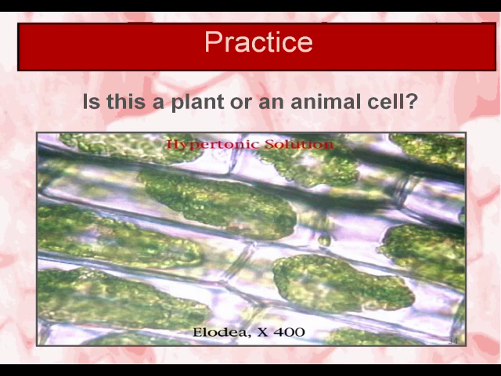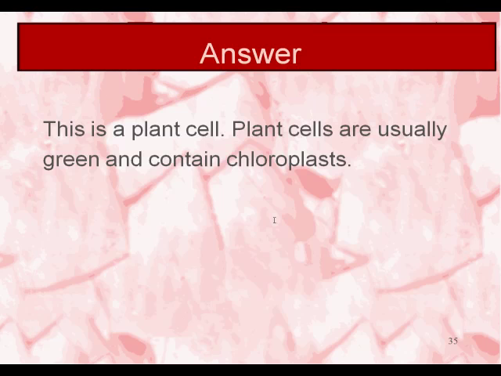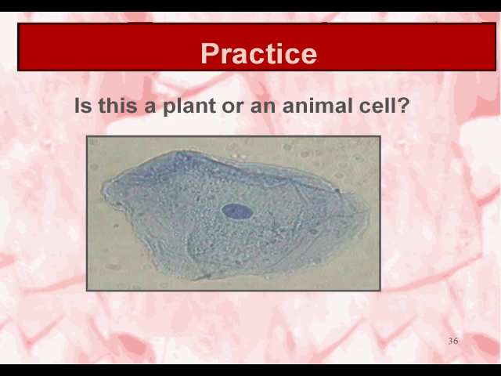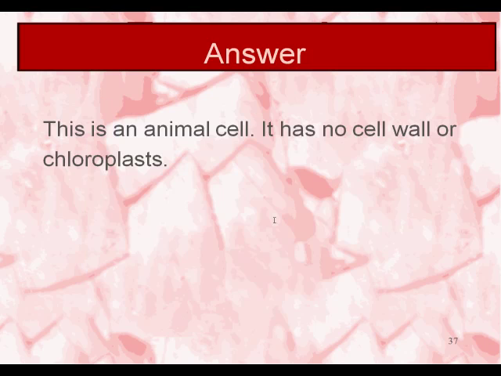Here's a practice activity. Is this a plant or an animal cell? If you said plant cell, you are correct. Plant cells are usually green and contain chloroplasts. Practice activity. Is this a plant or an animal cell? This is an animal cell. It has no cell wall or chloroplast.